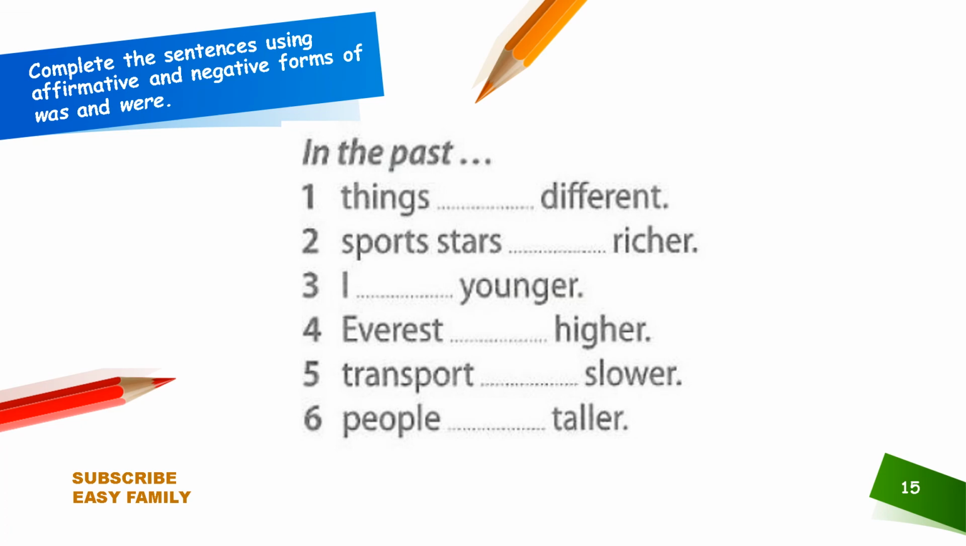Now, complete the sentences using affirmative and negative forms of was and were. Number 1, in the past, things were different. Number 2, in the past, sports stars weren't richer. Number 3, in the past, I was younger. Number 4, in the past, Everest wasn't higher. Number 5, in the past, transport was slower. Number 6, in the past, people weren't taller.